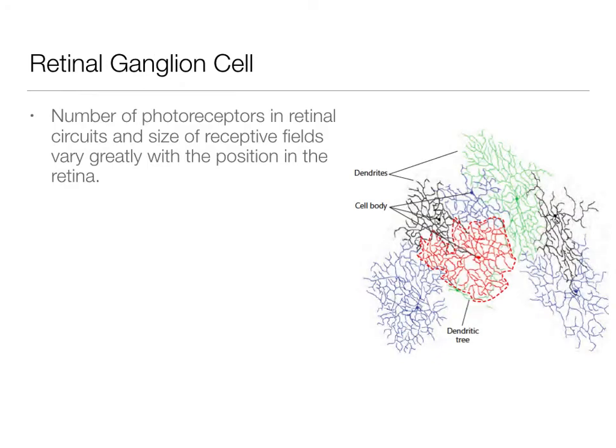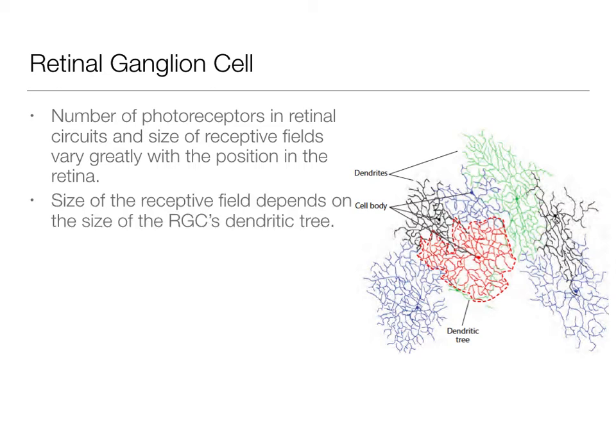So the number of photoreceptors in a retinal circle, so kind of how big your funnel is, and the size of the receptive fields vary greatly within the position of the retina, okay? So remember, if you're on the fovea, you're going to have much smaller receptive fields than if you're further out, okay? If you're further towards the periphery, those are going to be much larger receptive fields. And the size of the receptive field really depends on the size of the RGC's dendritic tree, okay? So that's just how many dendrites does that cell have, okay? So that RGC, how many dendrites does it have, okay?